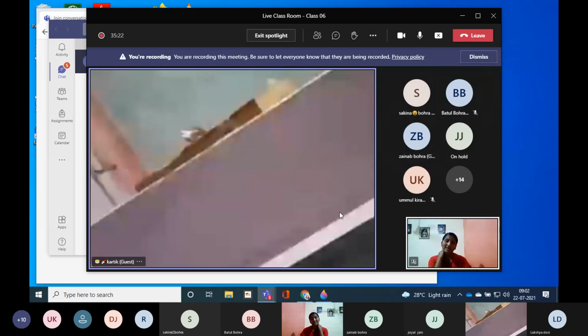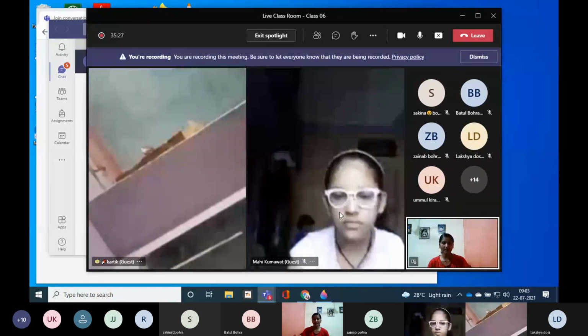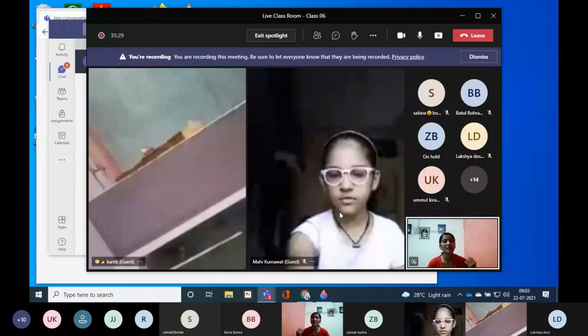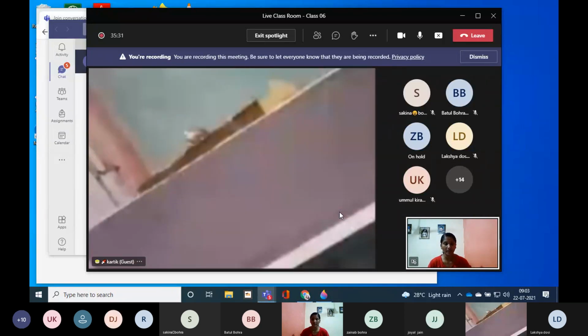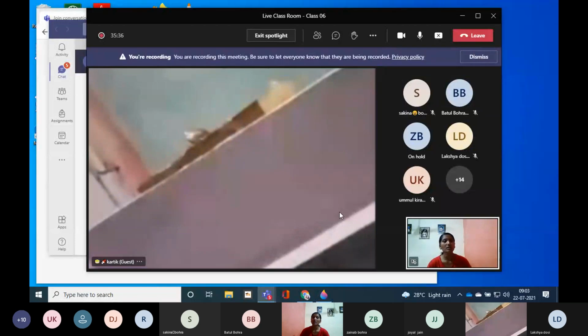But sometimes what happens, you all know that sucrose is absorbed by the body. Glucose is not that much soluble or dissolvable. So sometimes it gets converted into sucrose for better absorption by the body.